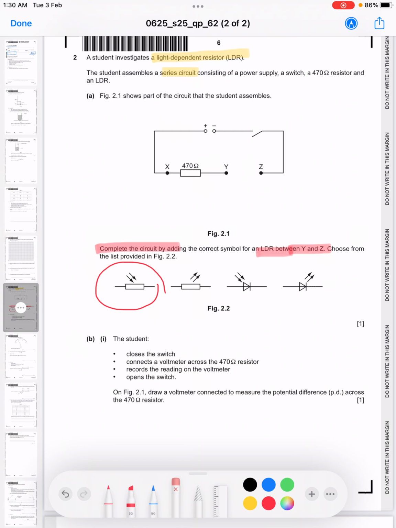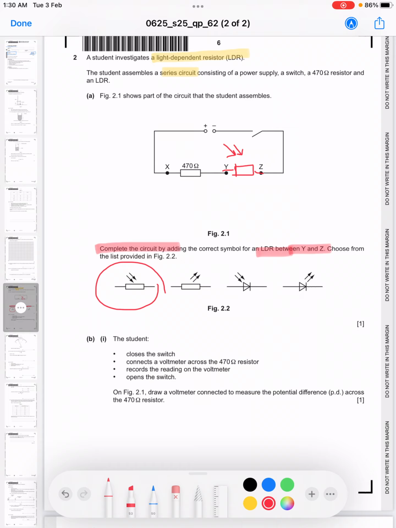I think I should use the blue color. Okay, so this and this, right? And we have the radiation signs.